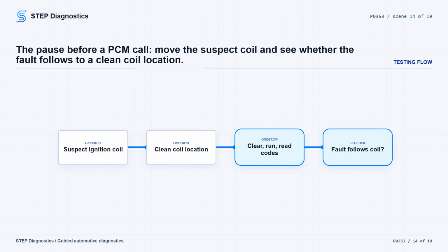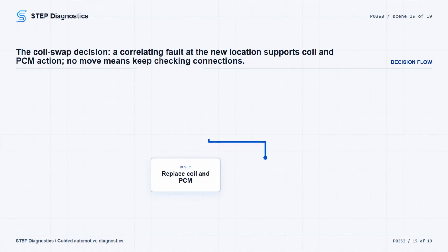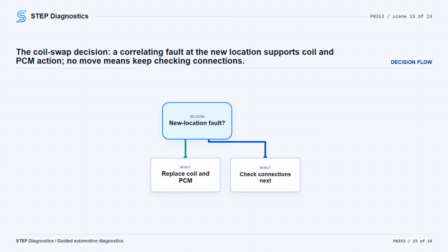Remove the ignition coil controlled by the driver that set the code and install it in another coil location that did not set a fault. Turn the ignition on, clear the codes, then start and run the engine for up to 1 minute. If the engine will not start, crank the engine 3 times for 10 seconds. Read the codes again. If a correlating fault sets for the new coil location, replace the ignition coil, replace and program the PCM, then verify the repair. If a correlating fault does not set for the new location, move on to the connection checks.